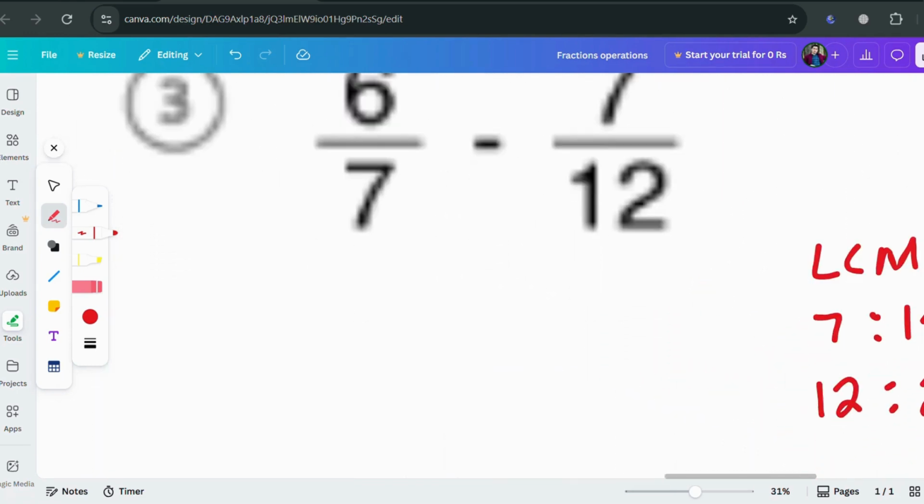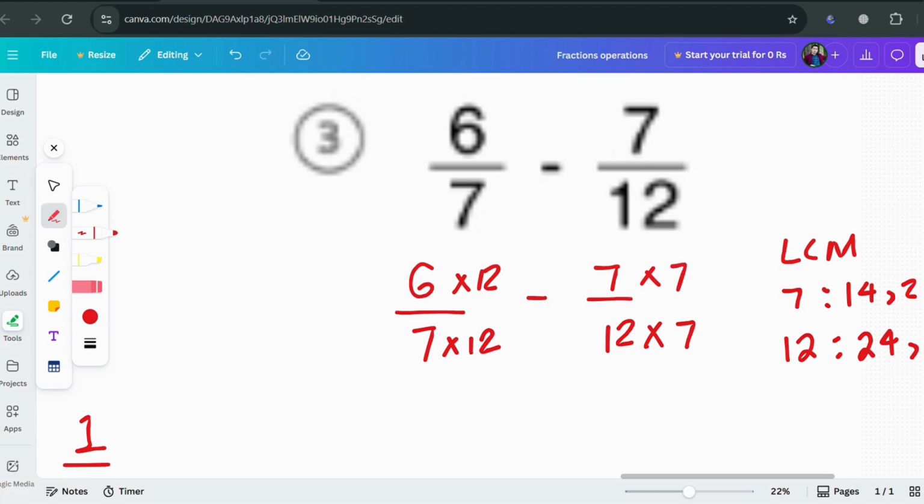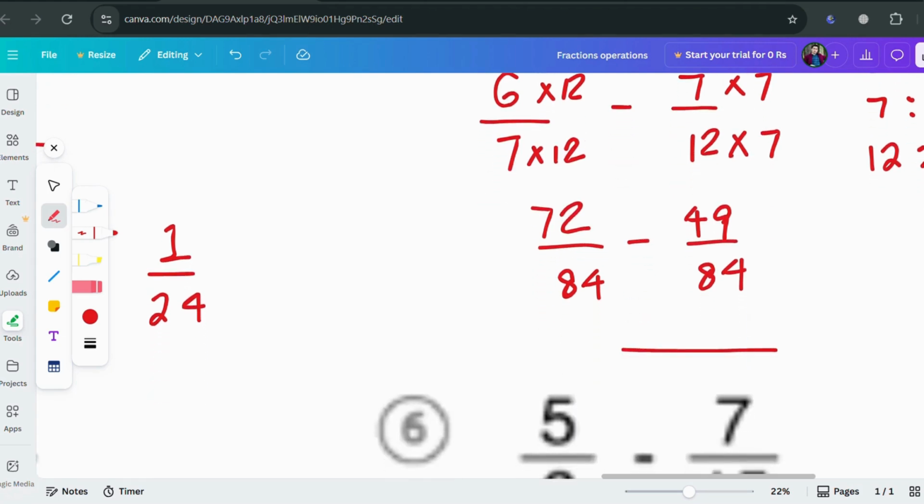I can give you a shortcut method for these kinds of questions as well. When you're unable to find the common denominator, you can simply multiply the denominators with each other. Minus 7 over 12, we'll multiply that part with 7 on both sides. This way, you're definitely going to get the common denominator. So 6 times 12 is equivalent to 72, over 12 times 7, that goes like 84, minus 49 over 84.